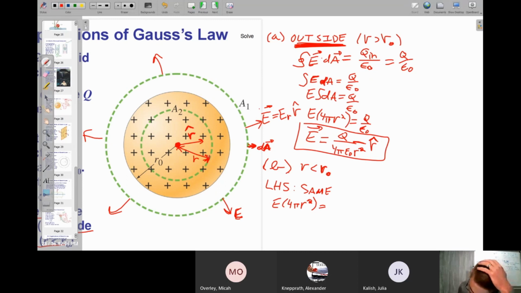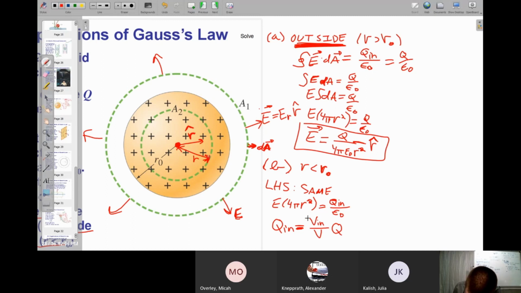On the right-hand side, we have something a little bit different. Q enclosed by the surface over epsilon naught. Now, what Q is enclosed by A2? The charge is uniformly distributed throughout the sphere. So Q enclosed is going to have to be equal to the volume of this sphere that's enclosed divided by the total volume times the total charge.